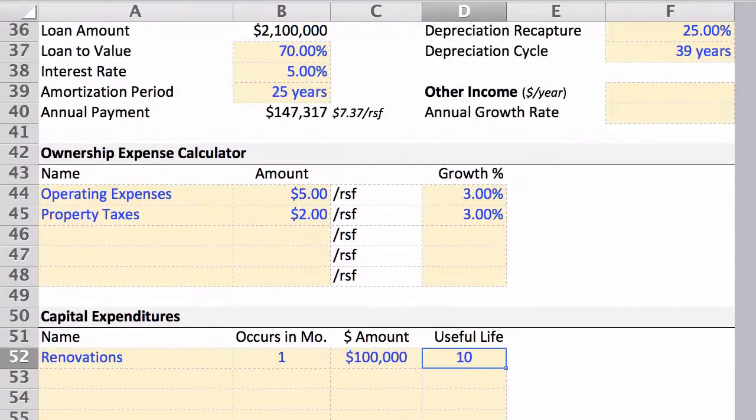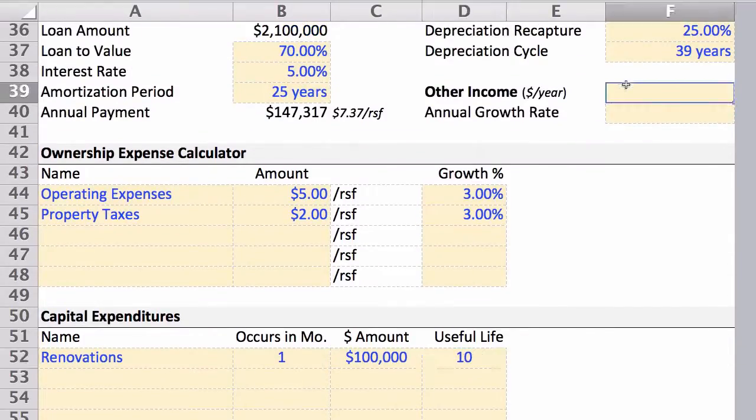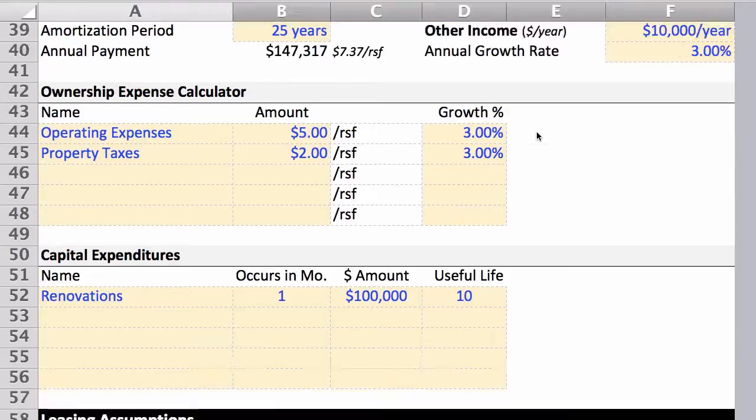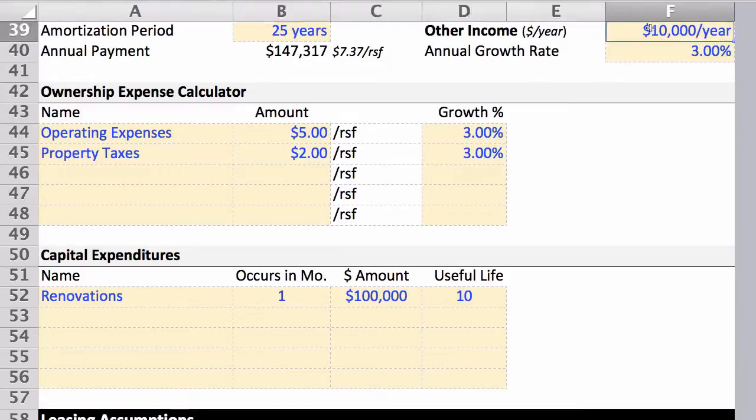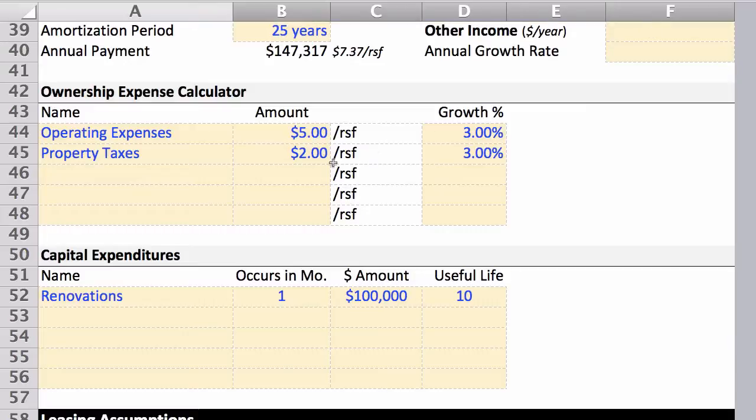The only other assumption area that we're not using for this analysis, but you could use, is if this building is a multi-tenant building or you're getting income from another source. For instance, if you were getting $10,000 per year in other income, you can input that here and then grow it at any inflation rate you wish. But in this instance, we're going to leave these cells blank because the tenant's going to occupy the entire building.